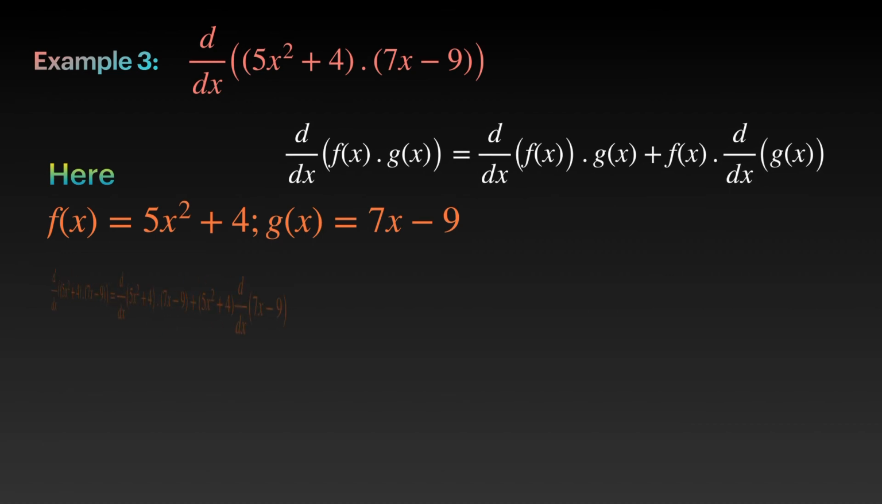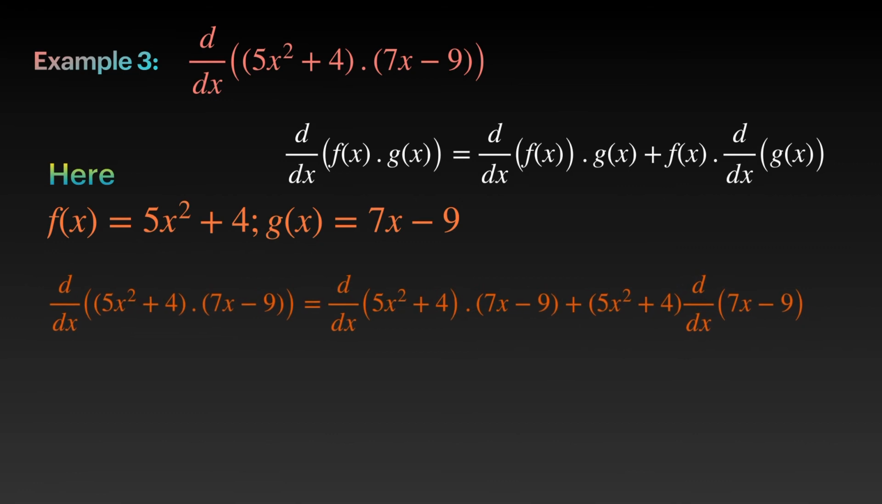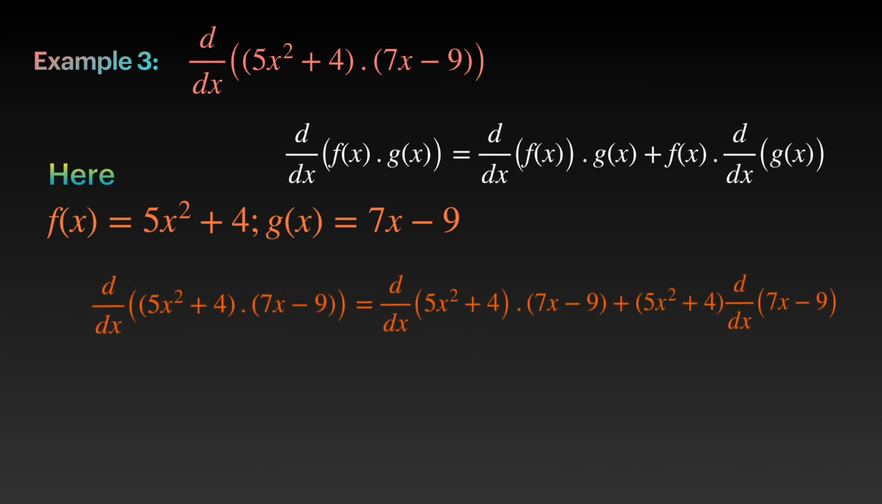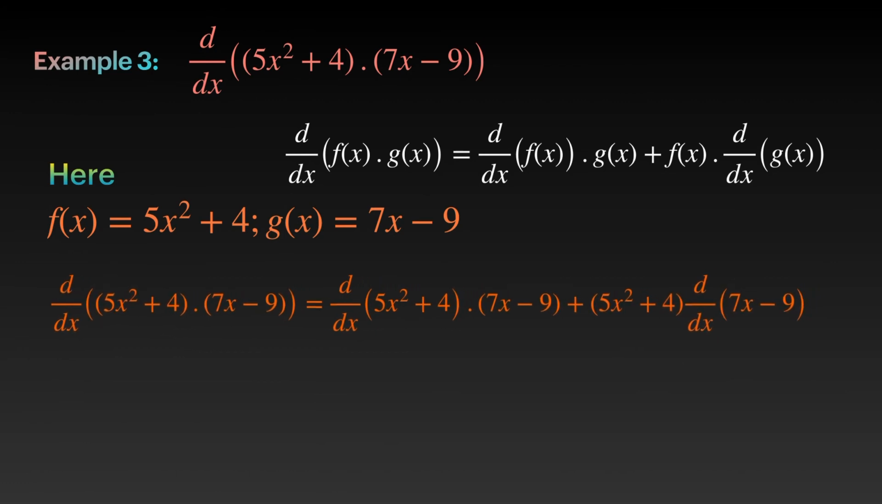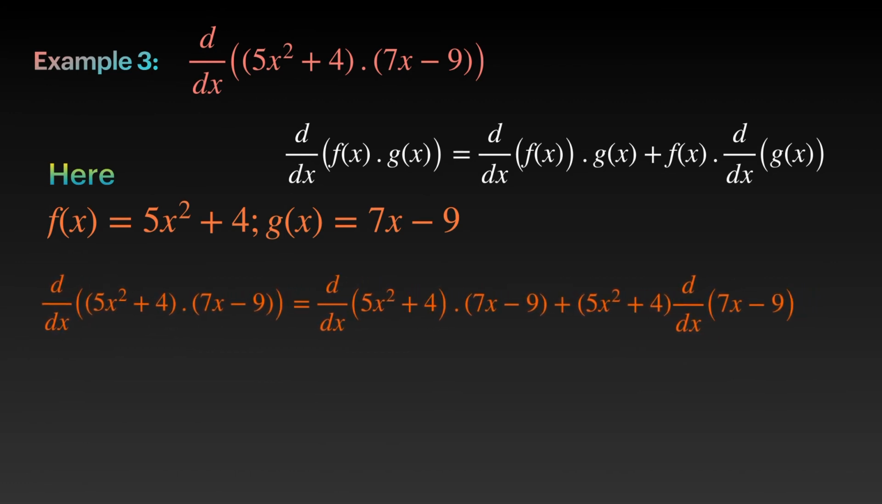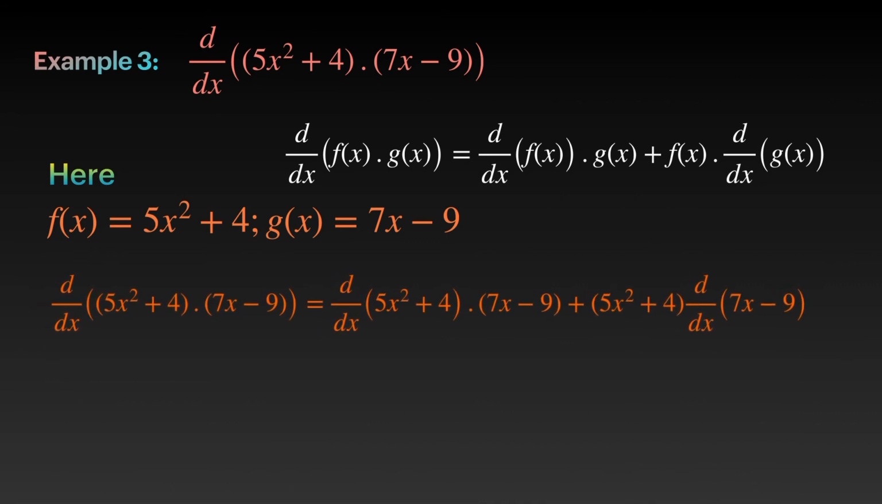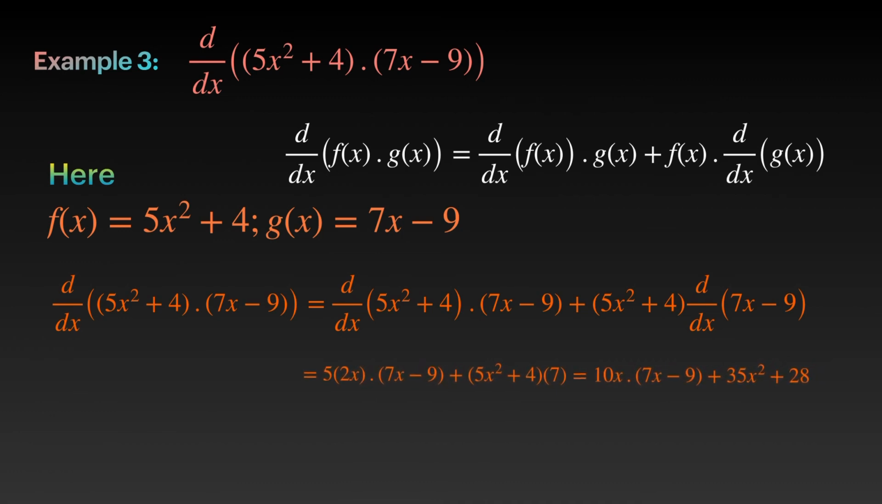By plugging the values of f of x and g of x into the formula, you will get d by dx of 5x square plus 4 into 7x minus 9 plus 5x square plus 4 into d by dx of 7x minus 9. Now just plug the value of the derivative into the expression. You all know by the constant multiple rule the derivative of the term 5x square is 5 remaining as it is, and the derivative of x square is 2x, and the derivative of the constant term 4 is 0. Multiply it with 7x minus 9 plus 5x square plus 4 remaining as it is, and the derivative of 7x is 7, and the derivative of the constant term 9 is 0.